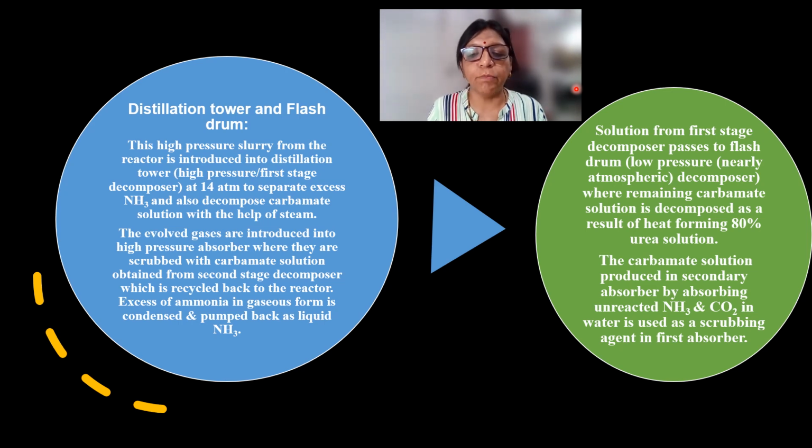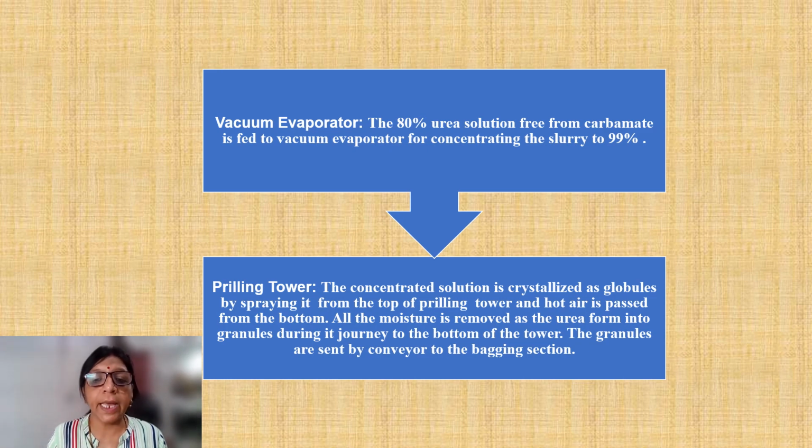The solution from the first stage decomposer then again passes through a valve to the low pressure, nearly atmospheric pressure decomposer, where carbamate solution is decomposed as a result of heat, forming 80% urea solution. The carbamate solution produced in the secondary absorber by absorbing unreacted ammonia and carbon dioxide is used as a scrubbing agent in the first absorber. From here, the 80% urea solution is introduced into a vacuum evaporator for removing the water in it and concentrating the slurry to 99%.